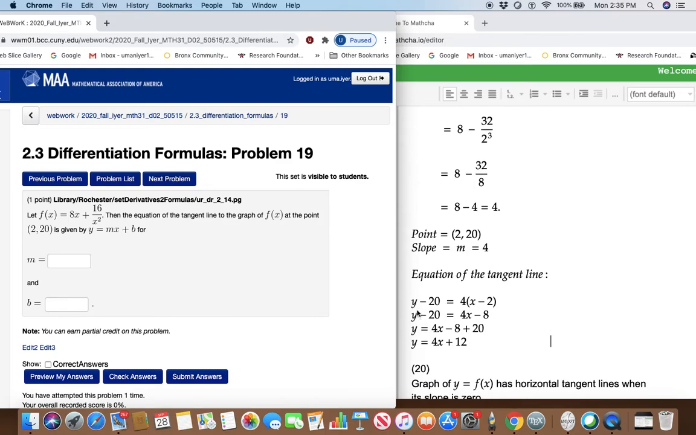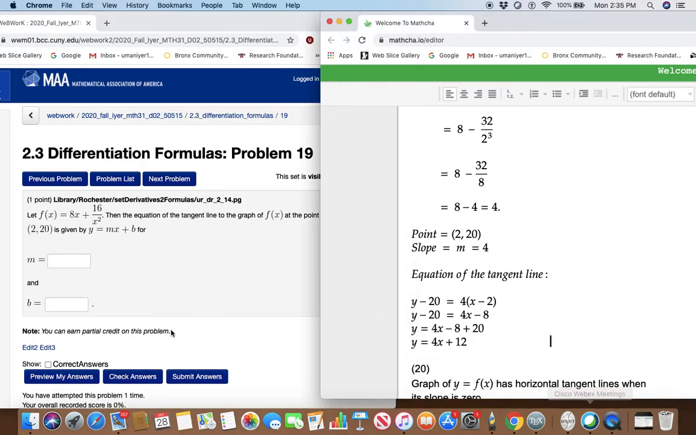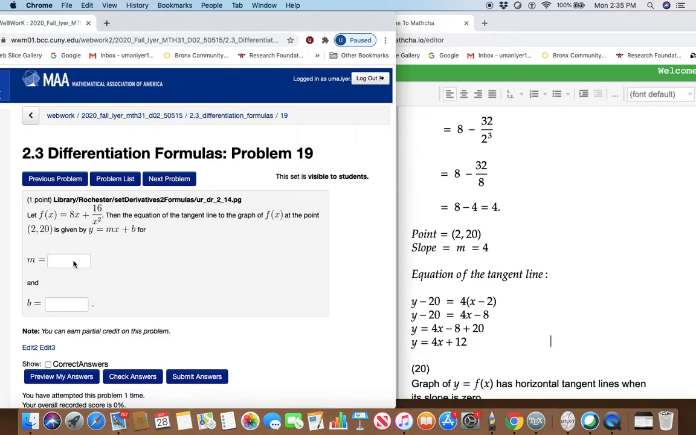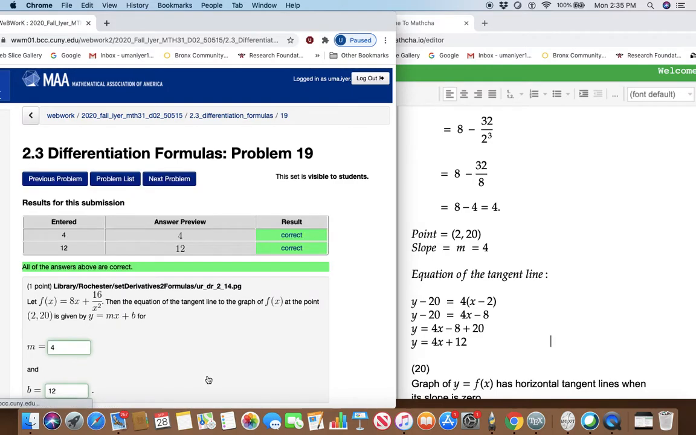Equation of the tangent line: y minus the y coordinate equals the slope times x minus the x coordinate. y minus 20 is 4 times (x minus 2), which is 4x minus 8. y equals 4x minus 8 plus 20. So y equals 4x plus 12. Okay, so m is 4, b is 12. All right.